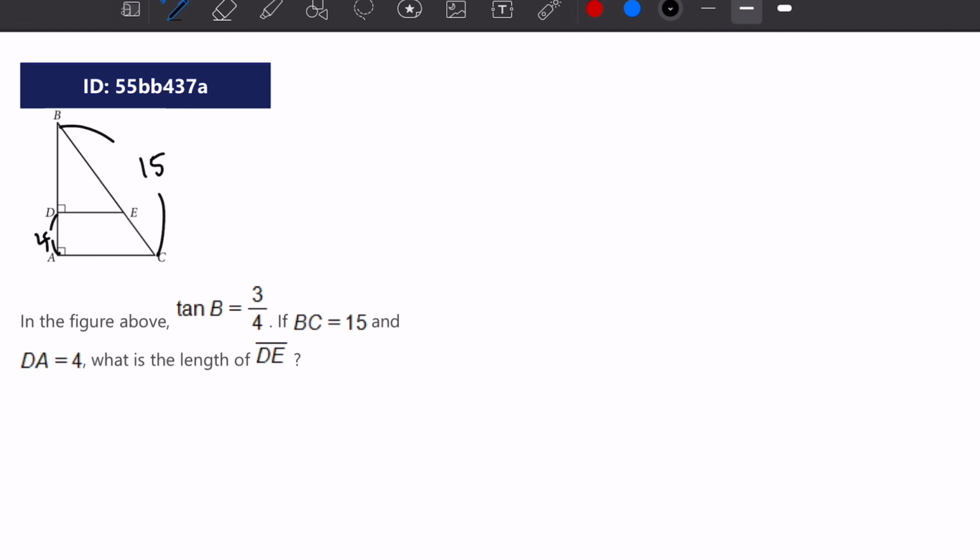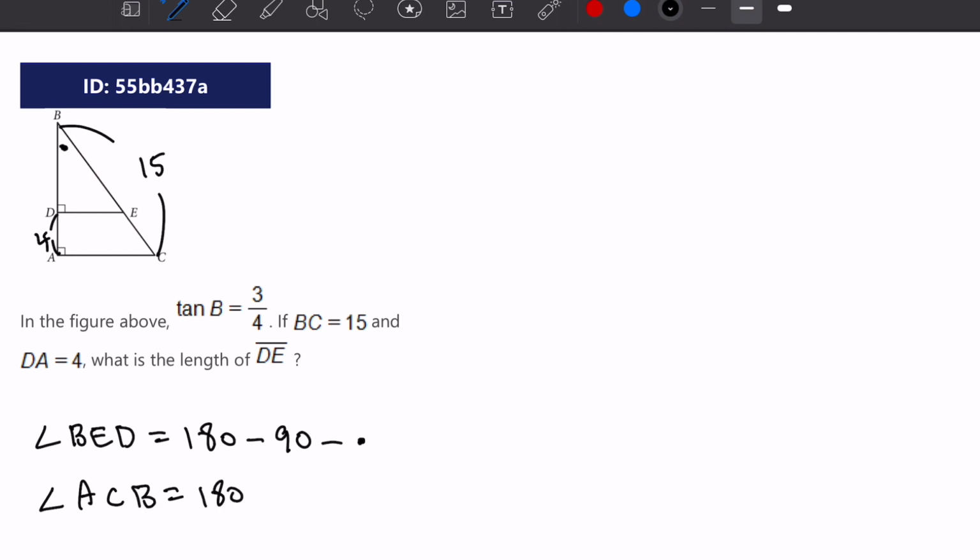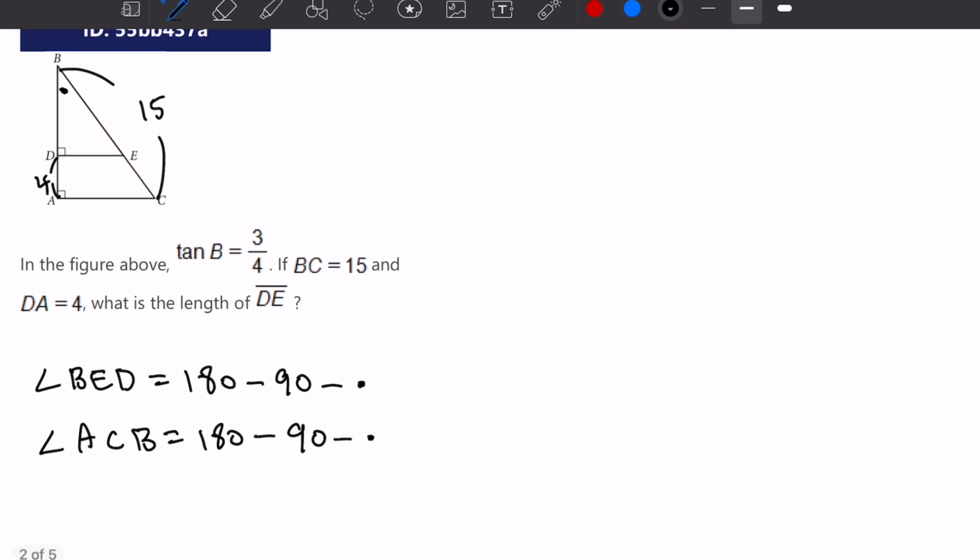So if we initialize the angle B with a dot, angle BED is the same thing as 180 minus BDE, but that's 90 degrees, and minus DBE. And angle ACB is also 180 degrees minus BAC, which is 90, and minus ABC, which is a dot. So from here, we could conclude that angle BED is equal to angle ACB.